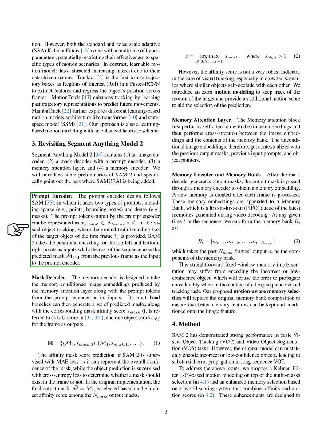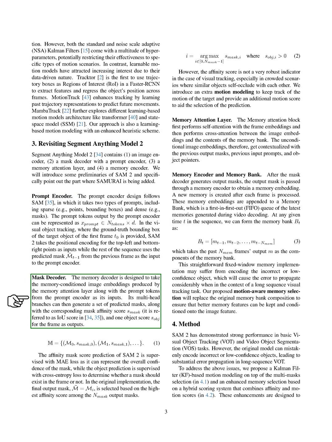In visual object tracking, when we have the ground truth bounding box for the target object in the first frame, SAM2 uses the positional encoding of the top left and bottom right corners as inputs. For the rest of the sequence, it uses the predicted mask from the previous frame. The mask decoder takes the memory-conditioned image embeddings from the memory attention layer and the prompt tokens as inputs.